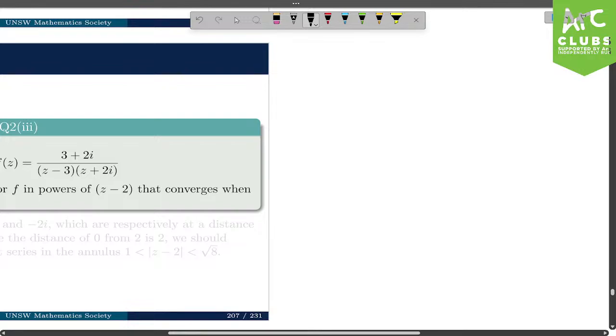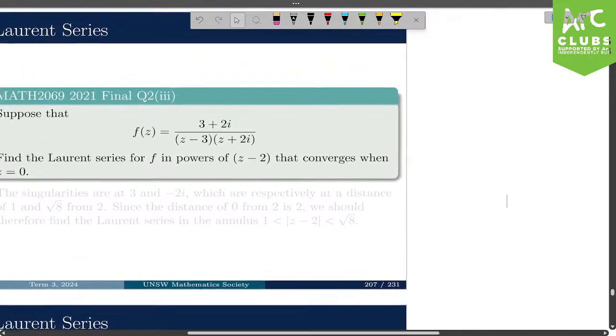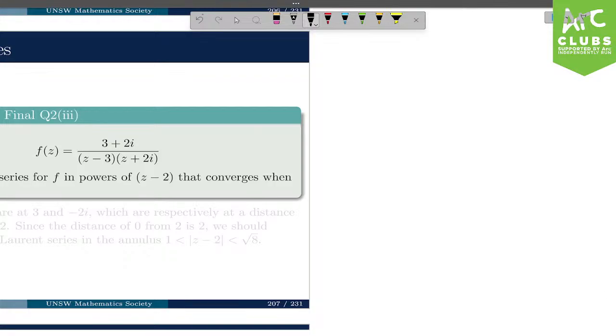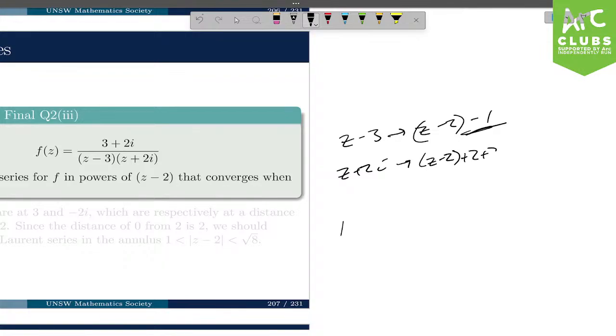First things first, we want to break it down into partial fractions. But before that, we can think about just how we phrase these two factors. So z minus 3 is going to turn into z minus 2 minus 1. So here's a distance 1 that we're dealing with for one of our poles. And then our z plus 2i is going to look like z minus 2 plus 2 plus 2i, which will have magnitude 8 as its pole.